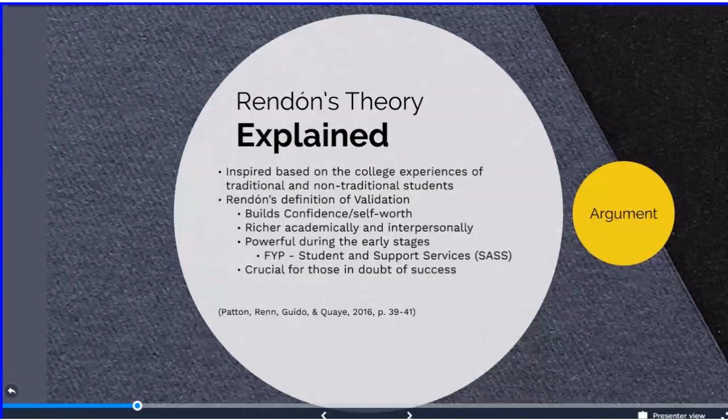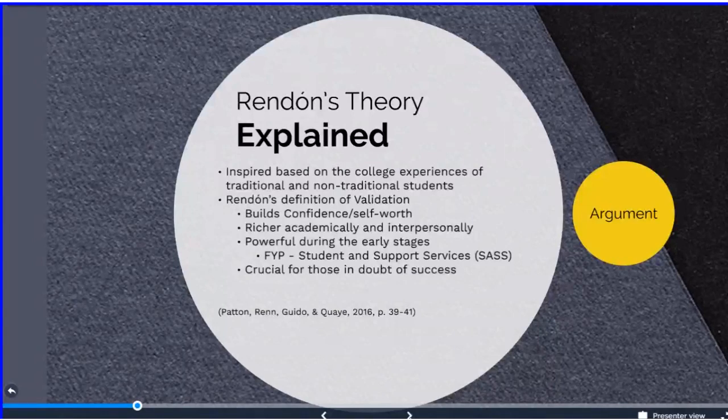Some other things that Rendon mentions is how this theory can be applied during the early stages. One of the applications is the FYP, which is the first year program. This is supported by the Student and Support Services, also known as SAS. So that's going to be one application that I will be talking about in my paper. But this is big because SAS does use this all the time.